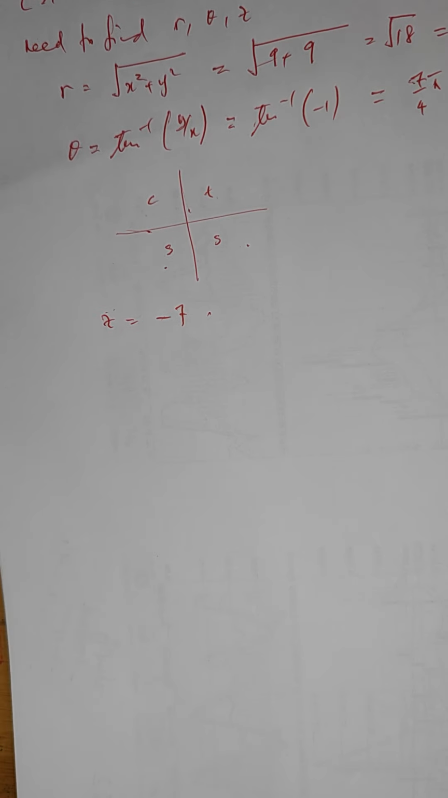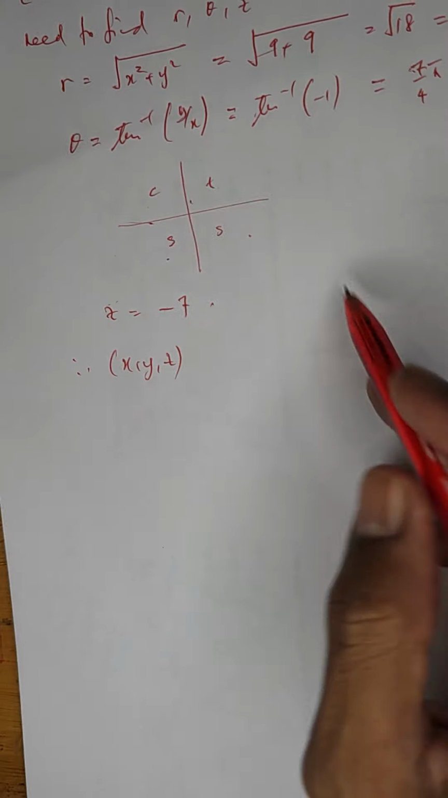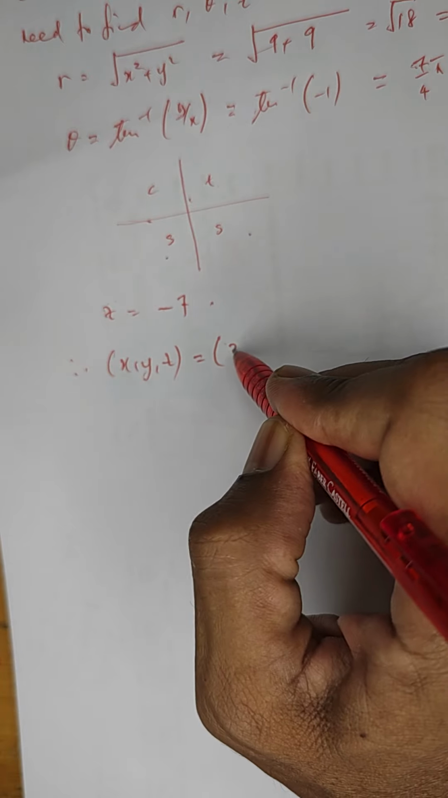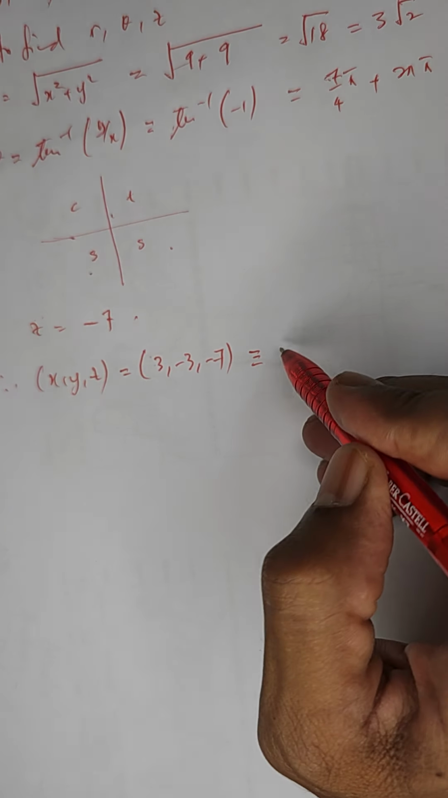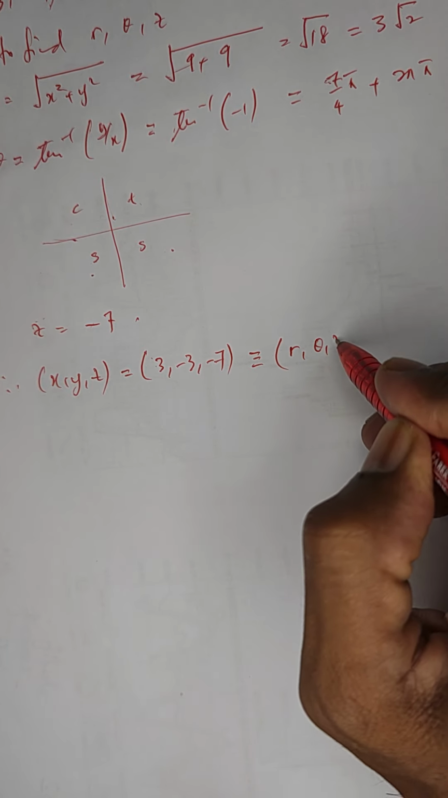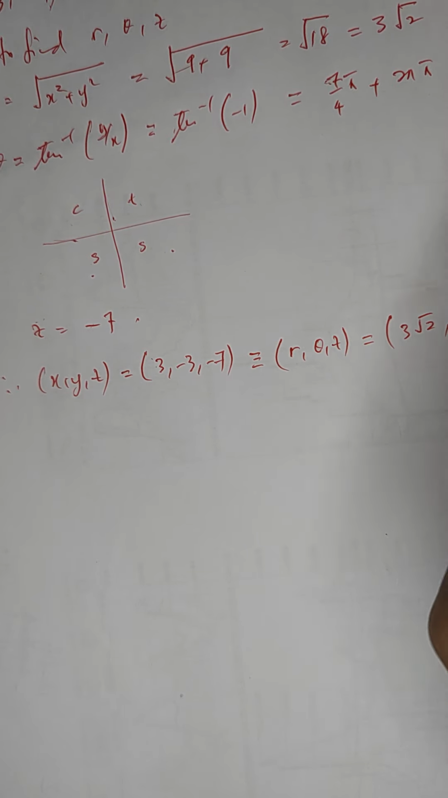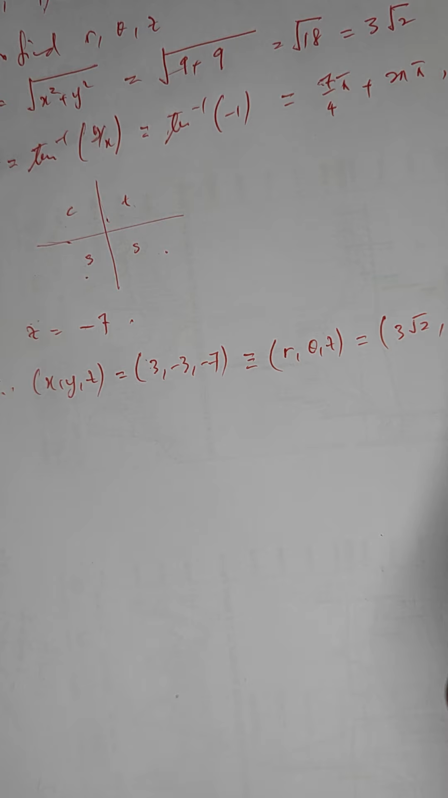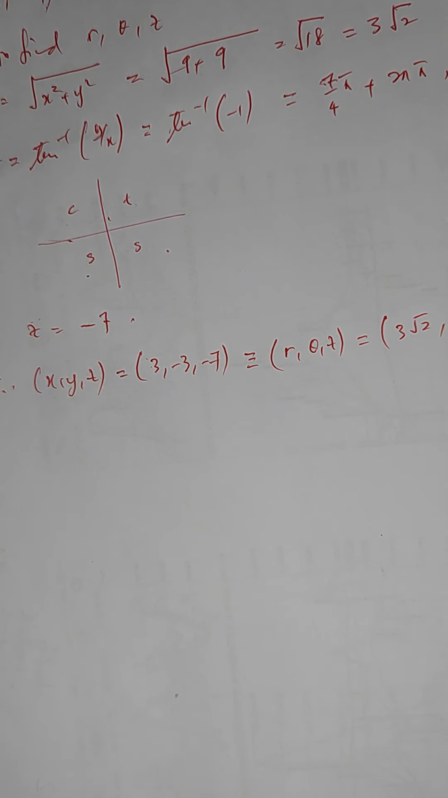So therefore, from x, y, z, those points (3, -3, 7), we change to the cylindrical coordinate. We have r, theta, z, where r is 3 square root 2, theta we just take one basic angle, you can consider 7 over 4 pi, and z is 7.